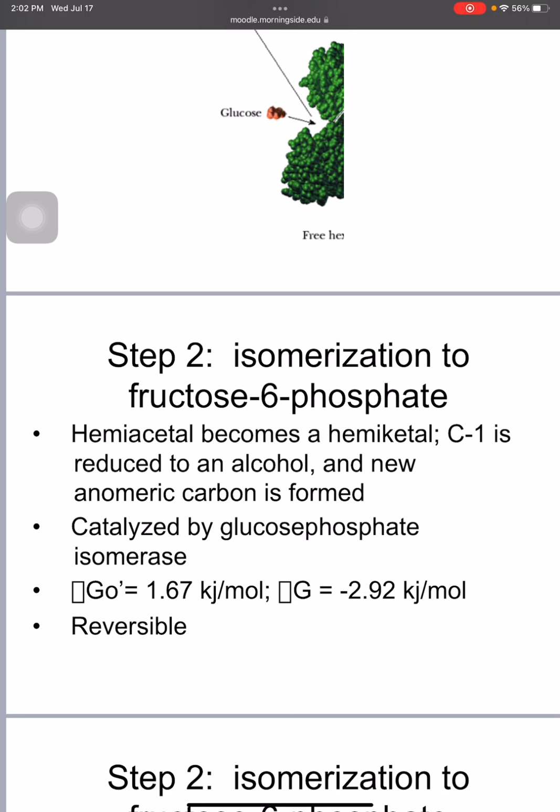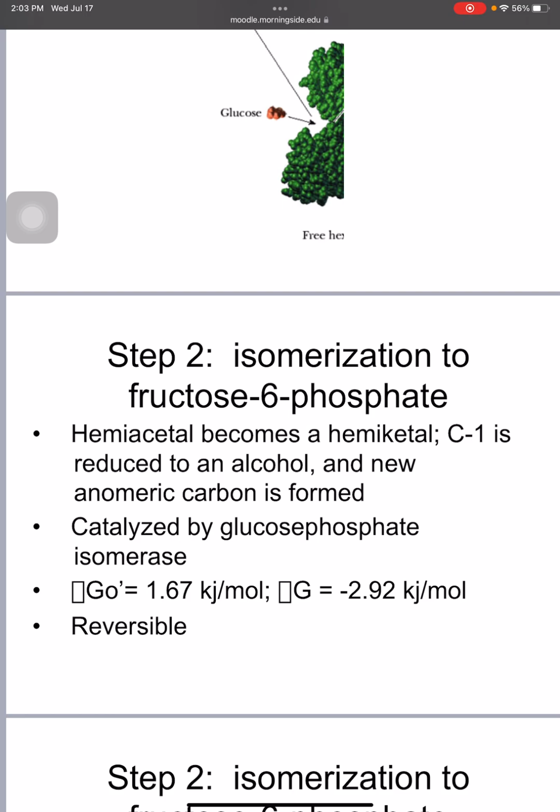All right, step 2. At the end of step 1, we have glucose 6-phosphate. Step 2 is going to be taking glucose 6-phosphate and isomerizing it into fructose 6-phosphate. So again, you get kind of a hint here from the name, right? Isomerization. What is an isomerization?